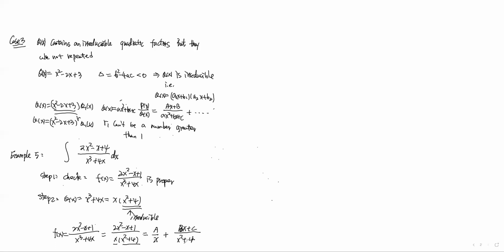But you may ask me, this is different from the above, x squared plus bx plus c. No, they are the same, B is just 0. Let's multiply by x times (x squared plus 4). We have 2x squared minus x plus 1 equals (a plus b)x squared plus cx plus 4a. So we have a plus b is 2, c is -1, 4a is 1.